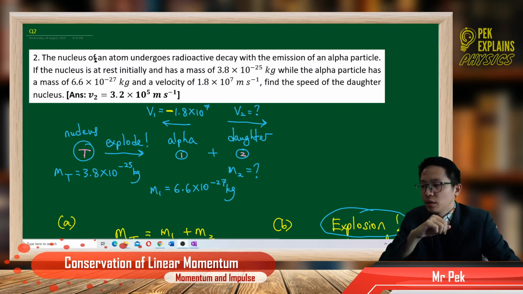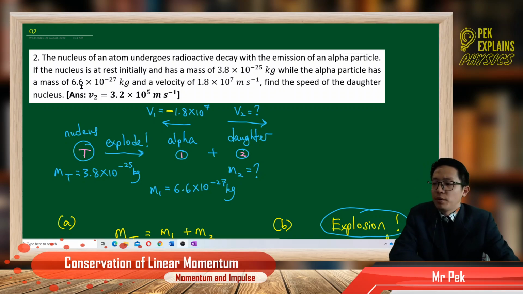So, the nucleus of an atom undergoes radioactive decay with the emission of an alpha particle. If the nucleus is at rest initially, and has a mass of 3.8 × 10^-25 kilogram, while the alpha particle has a mass of 6.6 × 10^-27 kilogram and velocity of 1.8 × 10^7 meter per second, find the speed of the daughter nucleus.